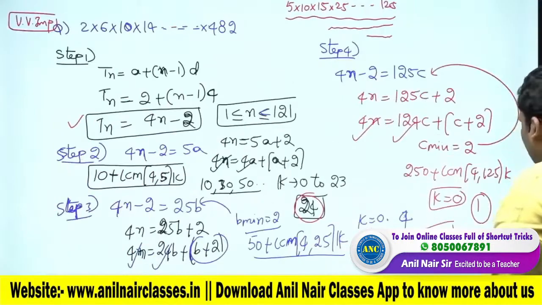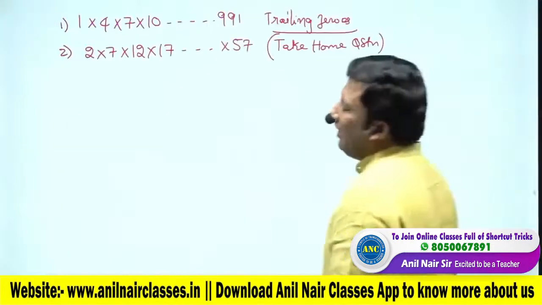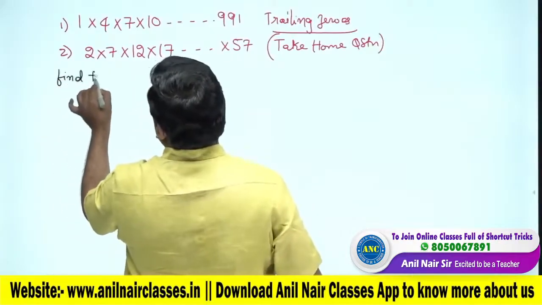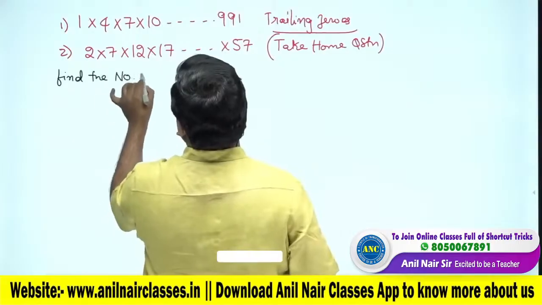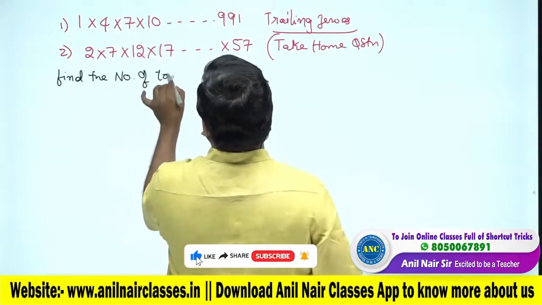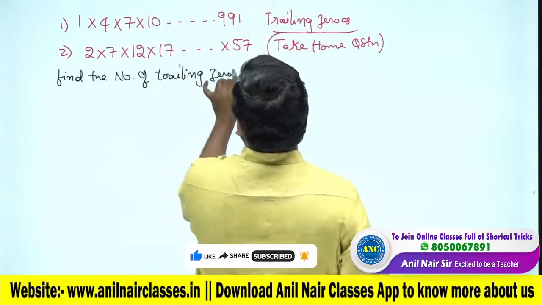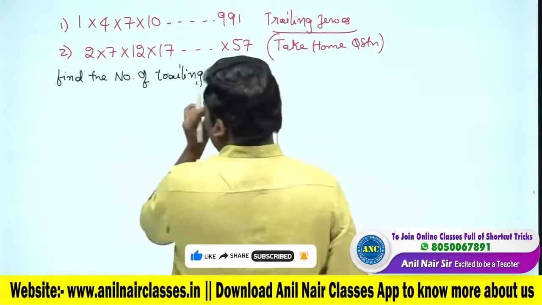Question, please write down, sir. Find the number of trailing zeros. Same questions I am writing here. 2 or 3 questions I will write down on the right side of the digital board. Find the number of trailing zeros. First question.